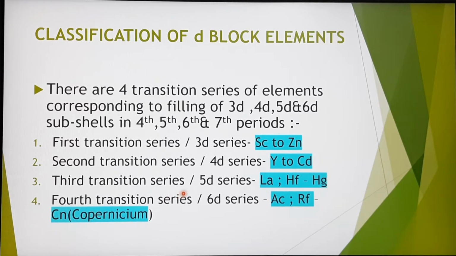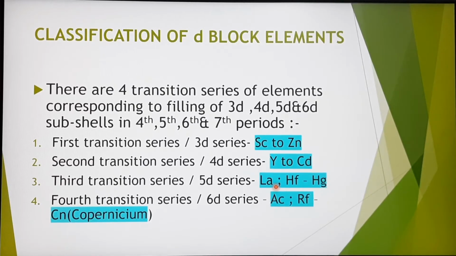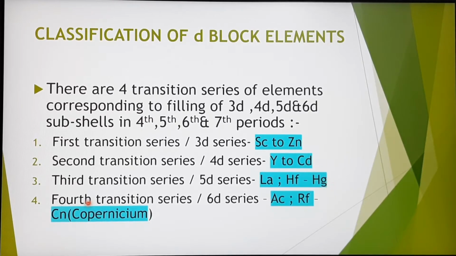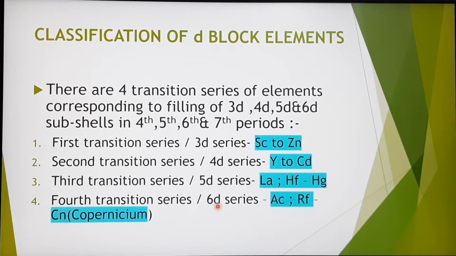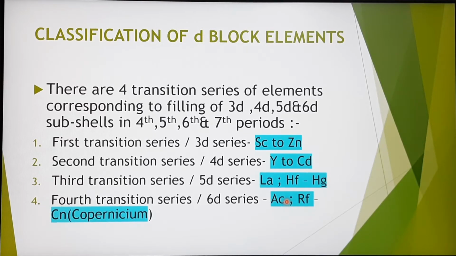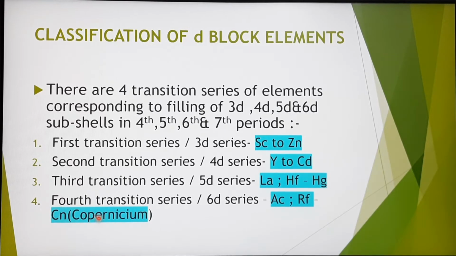In the third transition series, which is known as the 5d series, the first member is lanthanum. After lanthanum, there are 14 elements placed in the lanthanoid series at the bottom in a separate series, and then in the main body from hafnium to mercury. In the fourth transition series, known as the 6d series, the first member is actinium, then 14 members of the actinoid series placed in a separate row at the bottom of the periodic table, and then rutherfordium to copernicium are the members of the fourth transition series.